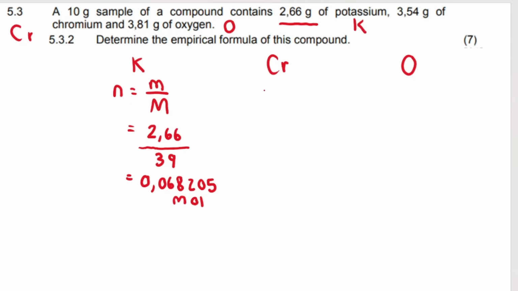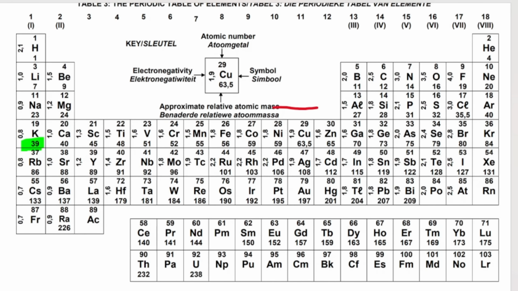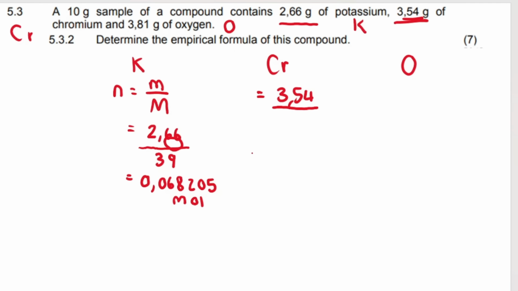Then we're going to do it again for chromium. But remember, we're working out moles, we don't have to rewrite this formula again. We're going to take the mass of chromium, which they tell me is 3,54 grams, and we're going to divide that by the molar mass of chromium. Again, if you look at the periodic table, you should be able to find the molar mass of chromium. It's the big number, it's 52. So we're going to divide it by our molar mass, which is our atomic mass number, which is 52. And I get 0,0680769. Just don't round off.